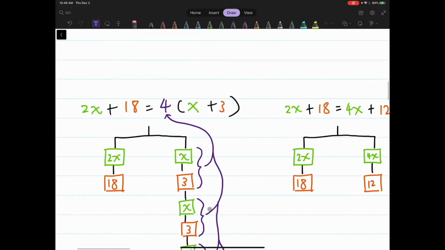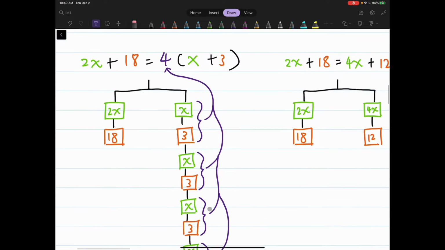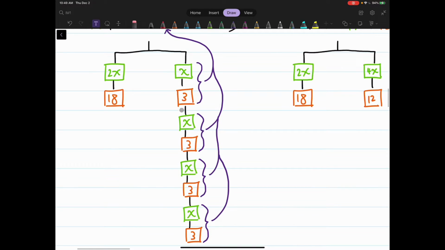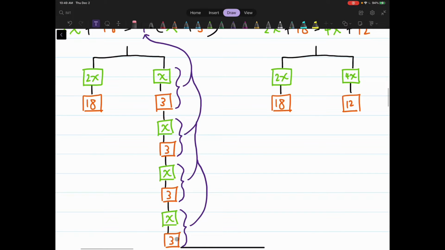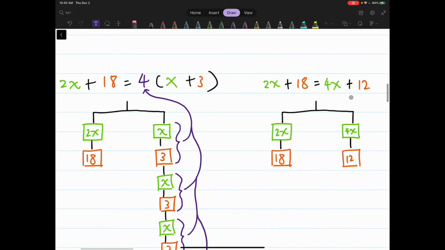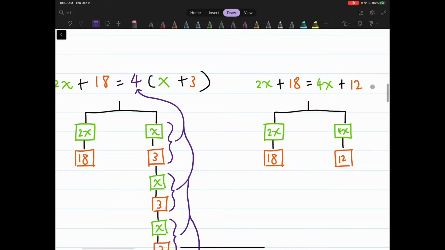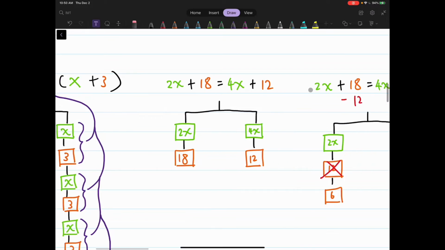And so if you go here, I simplified these 4 x's. So I got 1, 2, 3, 4, and I just put 4x. And for the 4 3s, 4 3s is equal to 12. So 2x plus 18 is the same thing, and I simplified this into a simpler form, which is 4x plus 12. So I got 2x plus 18 is equal to 4x plus 12, and that is what we get for our next step.